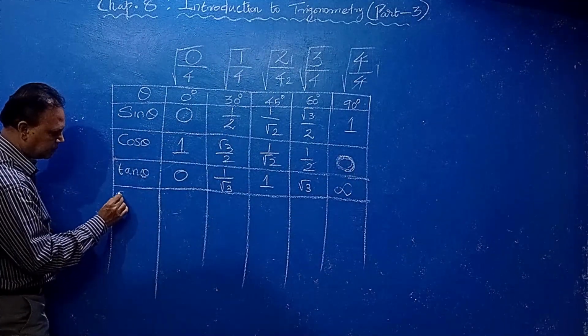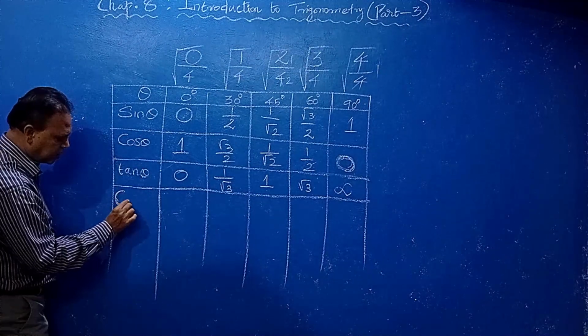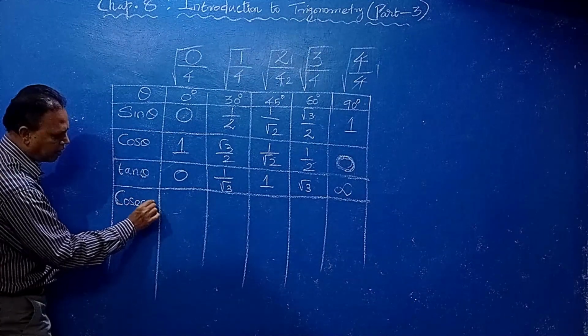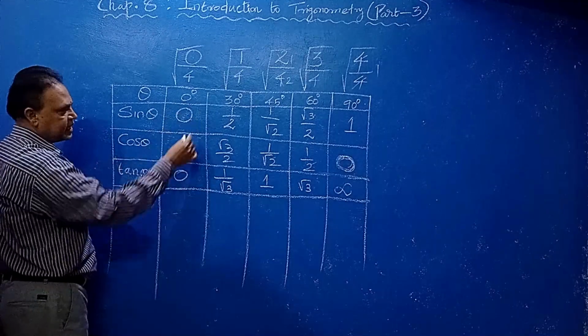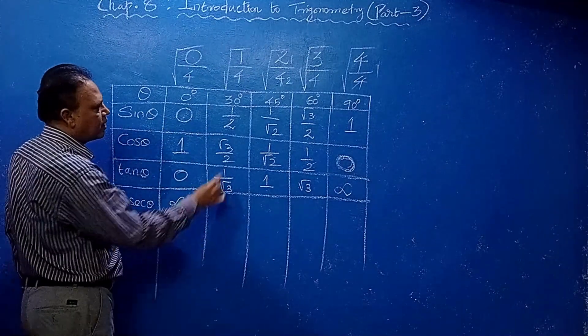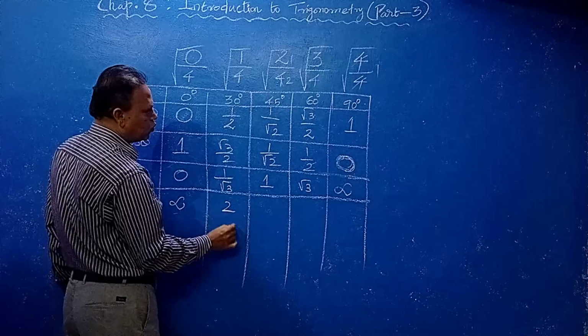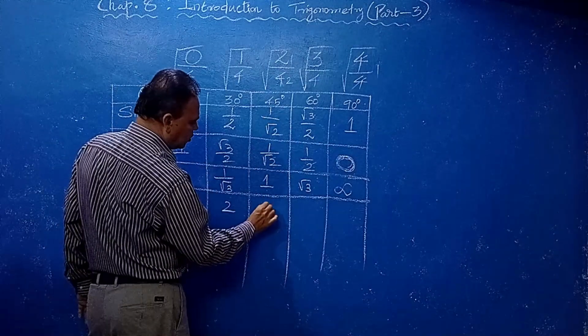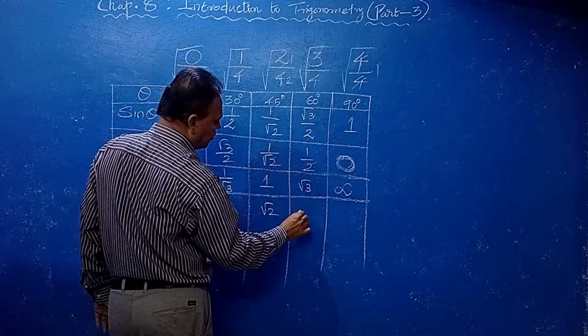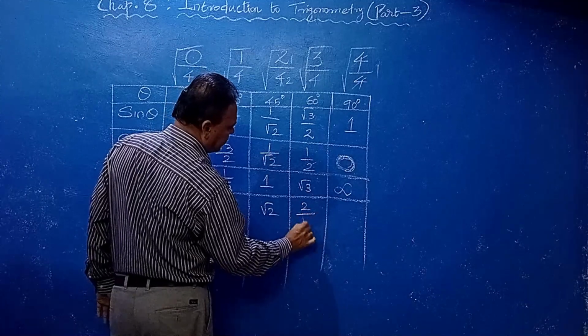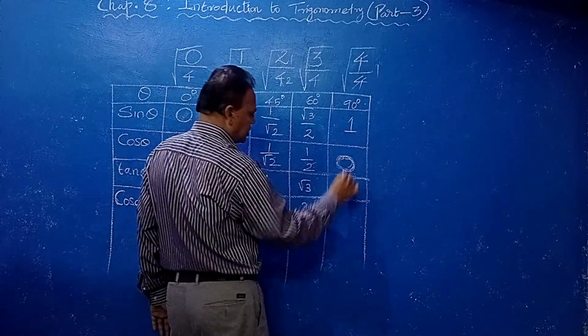Cosec theta, very simple. Reciprocal of sine. 0 ka reciprocal not defined. 1 by 2 reciprocal 2. 1 by root 2 reciprocal root 2. Root 3 by 2 reciprocal 2 by root 3. 1 ka reciprocal 1.